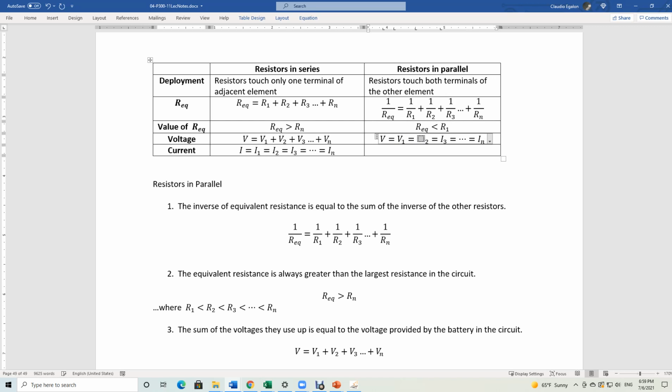That's an important difference. What resistors in series do one way, resistors in parallel do the other way. Here the current is the same, but not here. Here the voltage is the same. There the voltage is the sum, but the current in circuits in parallel is different. The total current coming out from the battery is going to be the sum of the currents through each element.